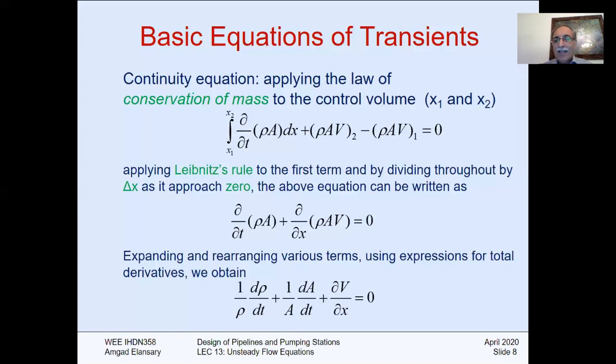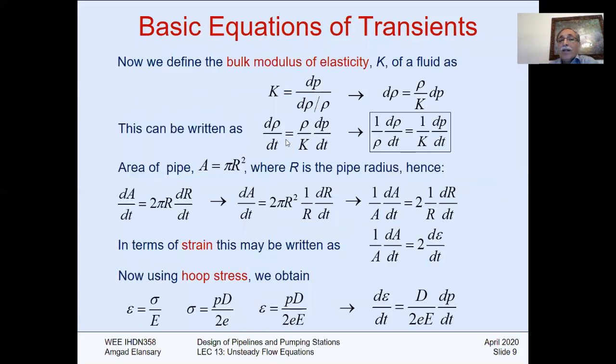So what we're going to see in the next slide is how to substitute the first term and the second term with something I can evaluate, something I can measure. The first part is the bulk modulus of elasticity. We all know that K, the bulk modulus of elasticity, is equal to dP over d rho over rho, the change of pressure over the relative change of density. So I can arrange it as d rho equals rho over K dP.